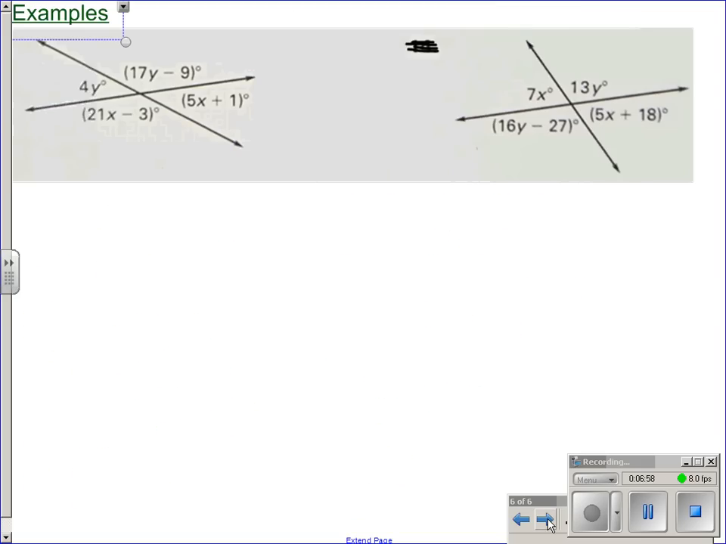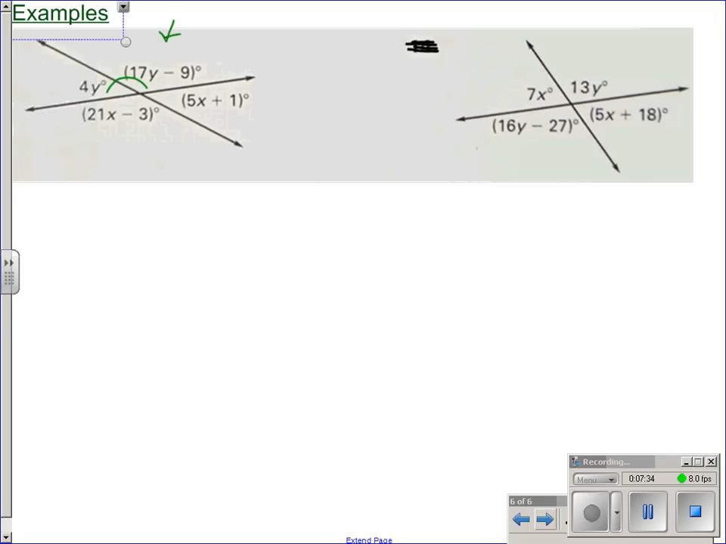Now, some examples of problems that you're going to see. We have seen these before because we've talked about vertical angles. I'm going to set up the first one here on the left, and we'll save the other one for class. Looking at this picture, we have two sets of variables, x's and y's, representing different angles. It's always easier to use the same variable in an equation so you can solve for it. So I'm looking at those two angles, 4y and 17y minus 9.